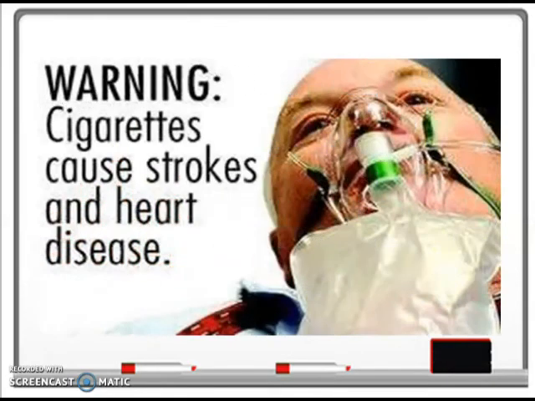Warning: cigarettes cause strokes and heart disease.